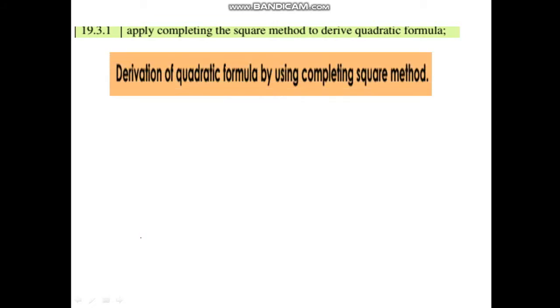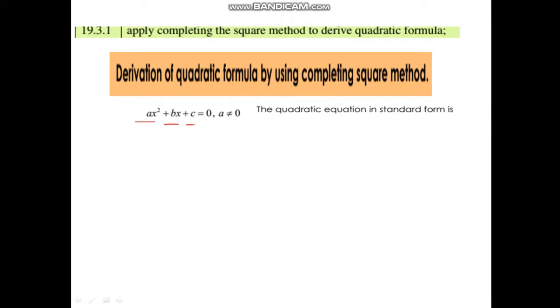We will apply the completing square method for the derivation of the quadratic formula. And here, first of all, you know the standard form of the quadratic equation, that is ax square plus bx plus c is equal to 0.